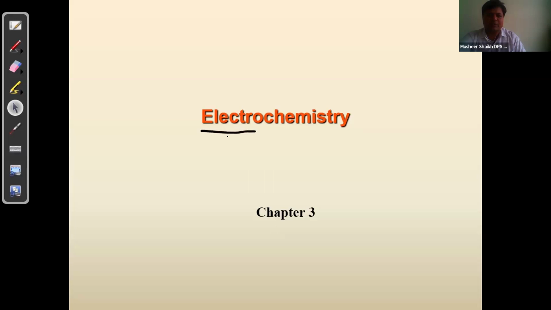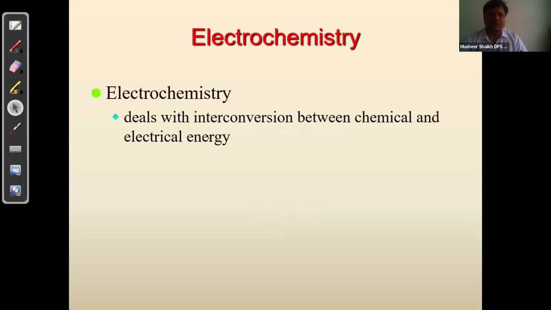So electrochemistry is a branch of chemistry which deals with electricity, generation of electricity using chemicals, or vice versa. So it deals with the interconversion of chemicals and electrical energy.